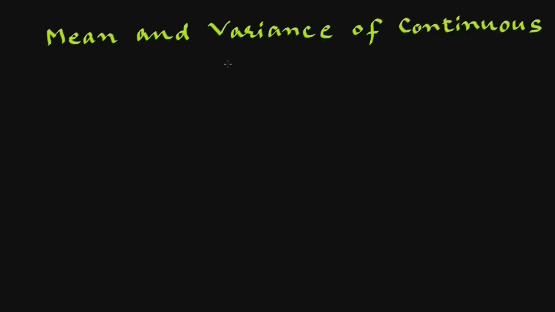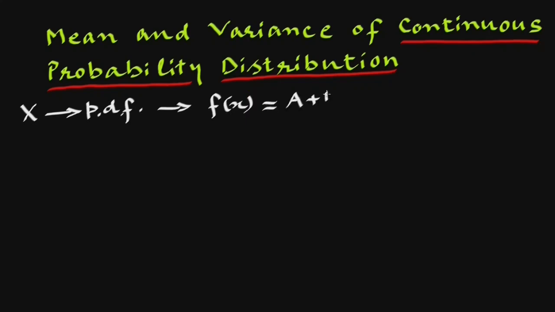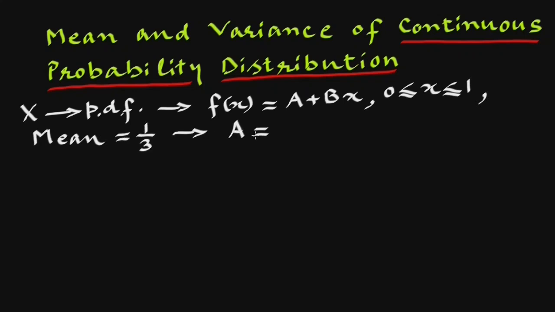Now let us see how to find the mean and variance of a continuous probability distribution. It is given that a continuous random variable x has the PDF, probability density function, defined as f(x) equals a plus bx, where x lies between 0 and 1. We are given the mean to be 1 upon 3. We have to find a and b.